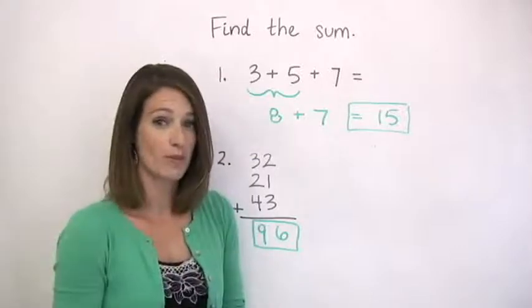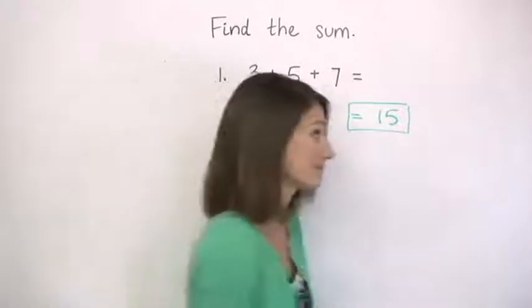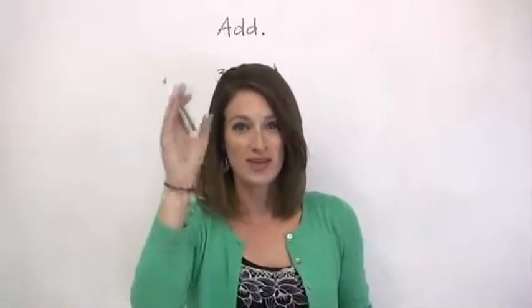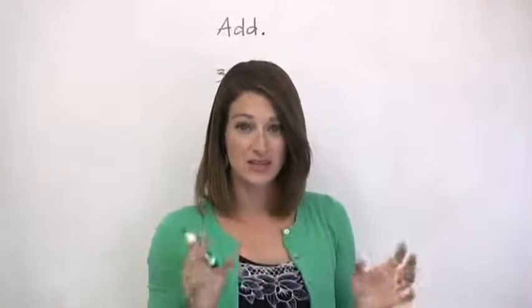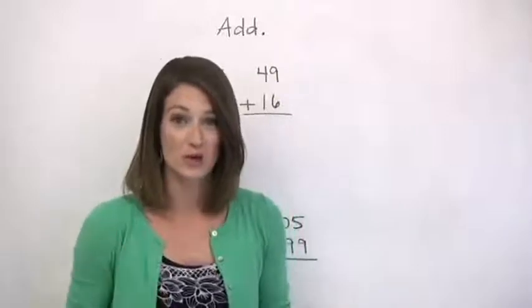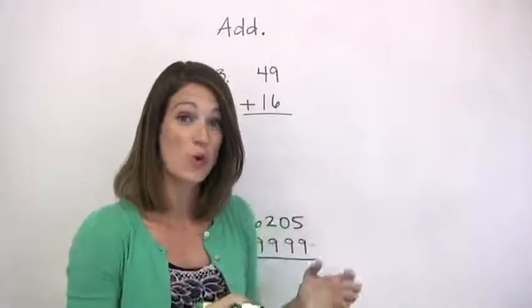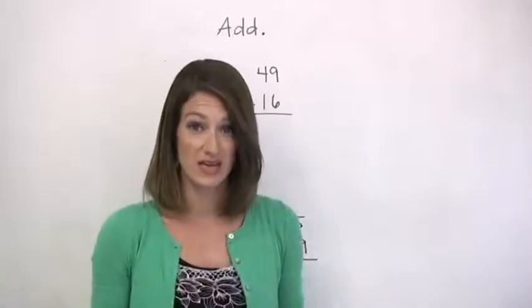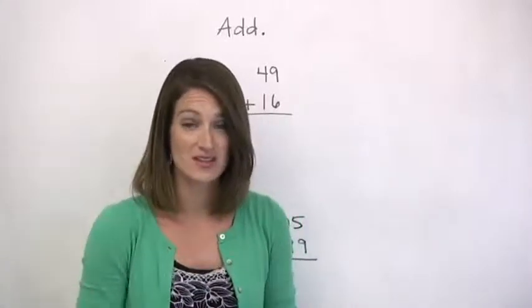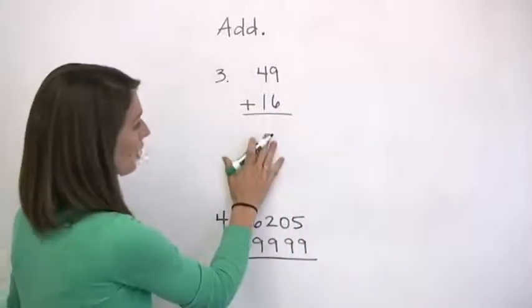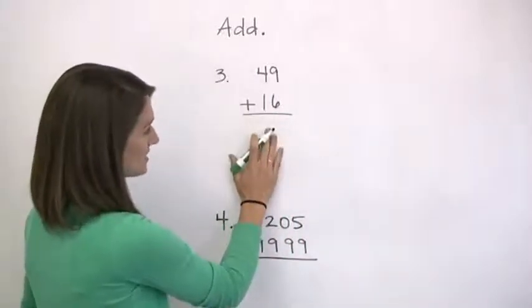Let's do a couple other problems that involve carrying. Okay, so the problems we just worked through, the sum of the numbers in a single column was either 9 or less. We're going to work through some problems where the sum of at least one of the columns is going to be greater than 9, and we need to use the process called carrying in order to find our answer. So let's look at our first problem, 49 plus 16.